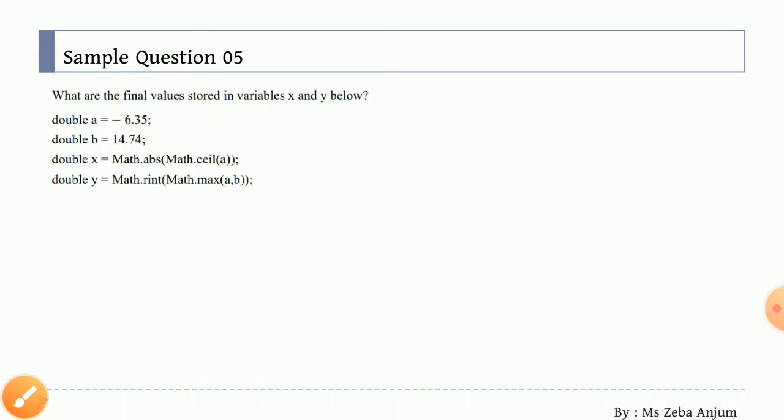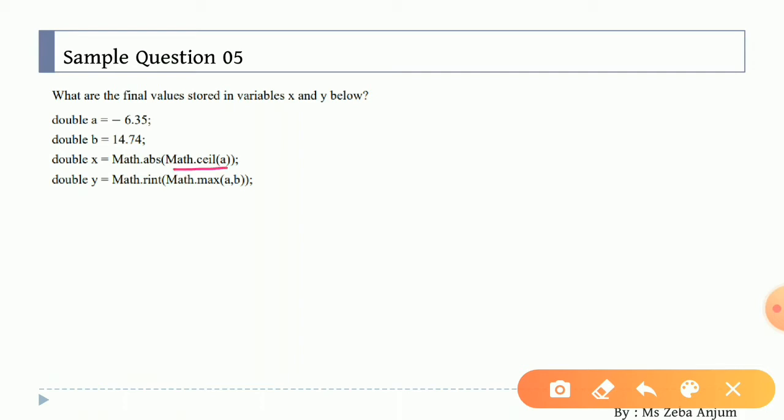Now see sample question number 5. What are the final values stored in variables x and y below? Now, we are having some mathematical functions. See the first function, math.abs(math.ceil(a)).